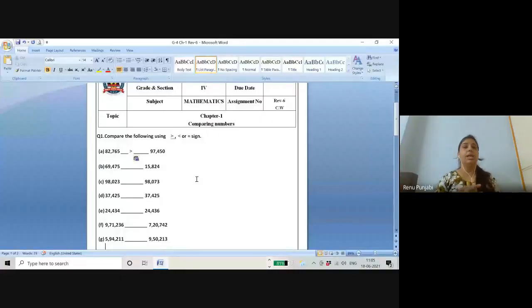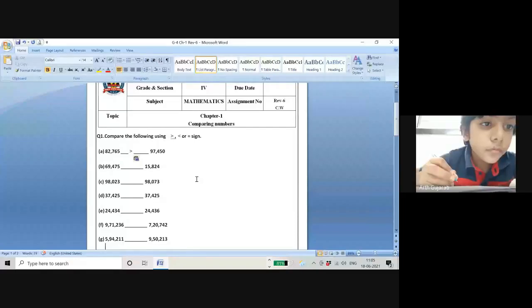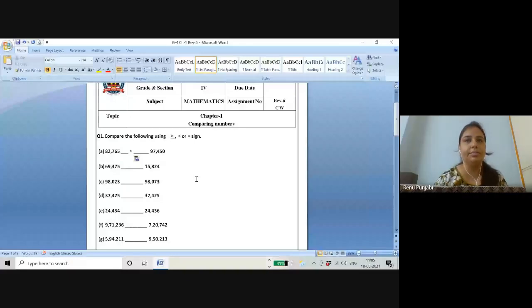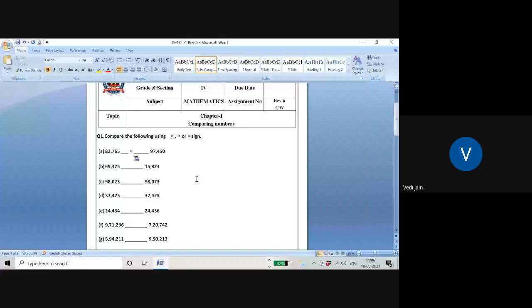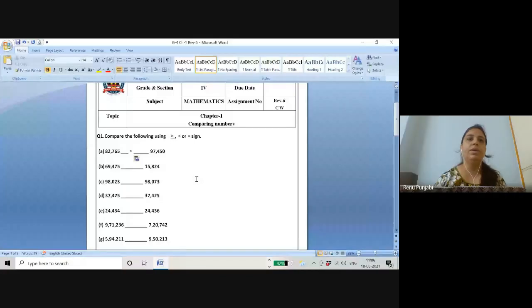I will go to Arth Gujarati. Arth Gujarati, can you read the B number? Yes, ma'am. 69,475 and 15,824. Can you tell me which number is greater? Ma'am, in A1, the 97 one is greater. Sorry, yes, 97 is greater. By mistake, I have done this.